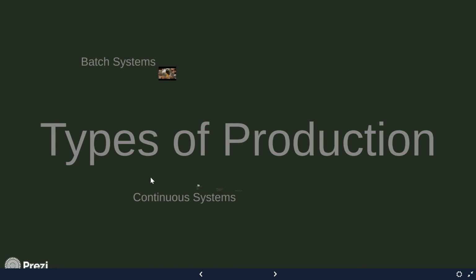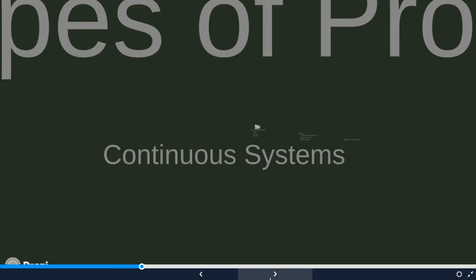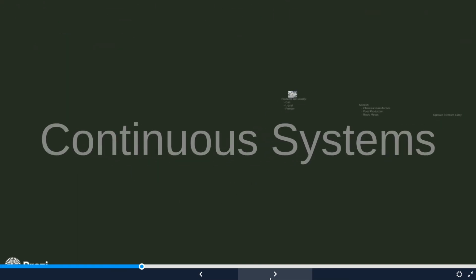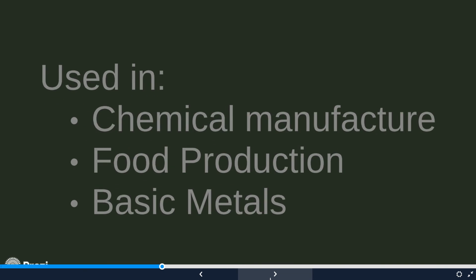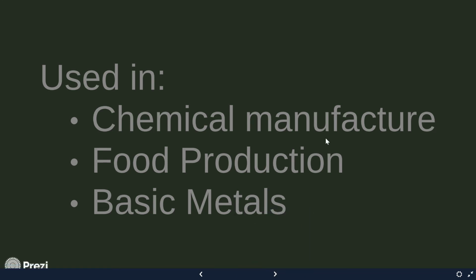So the next one, of course, is the different types of production. And the first one you can see there is a continuous system. And a continuous system is something that, lo and behold, it is continuous. It operates 24 hours a day, of course. So less and less human interaction, and of course it can be used in chemical manufacture, food production, and basic metals. And as you can see, in particular chemical manufacture, the key issue here is safety.